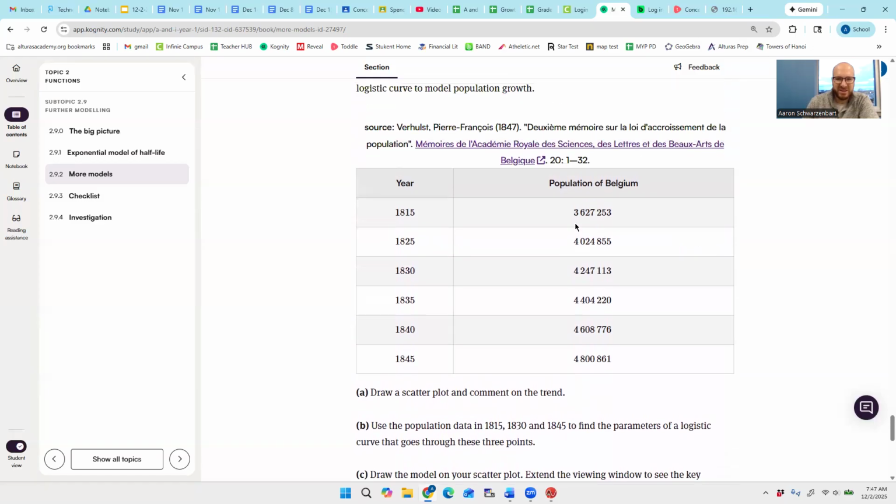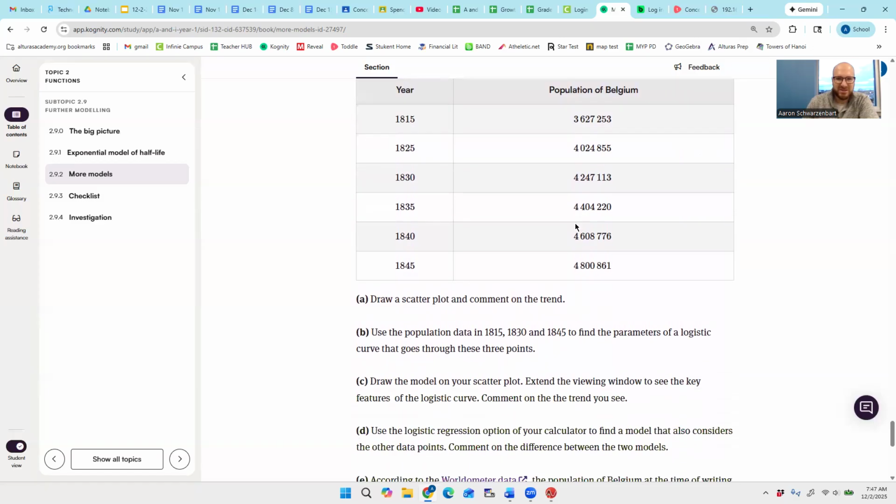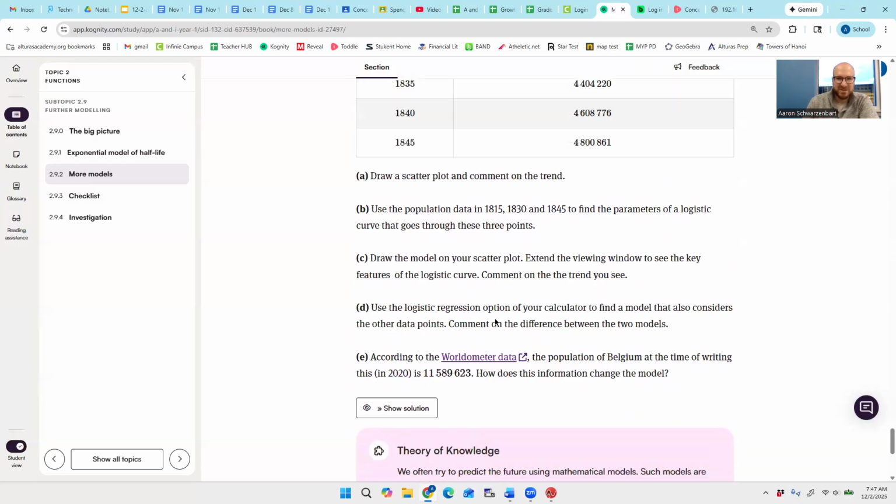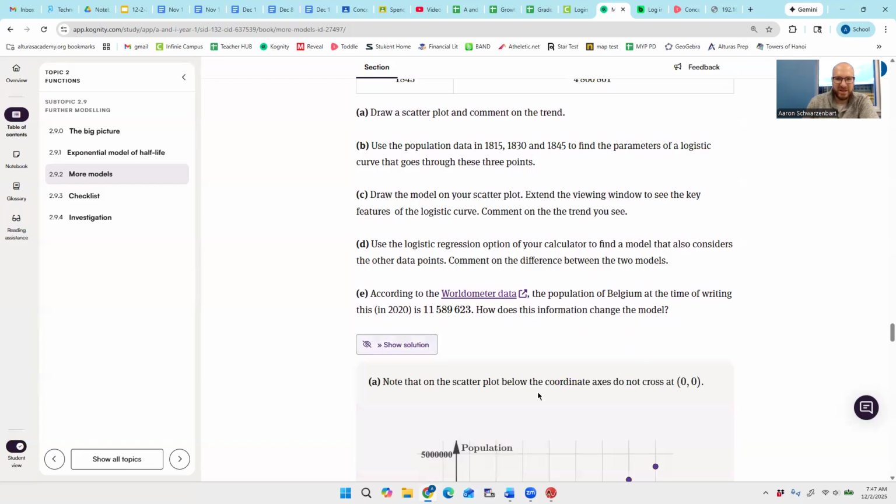So we're going to put this in the calculator and do all of these. To do this by hand, we could do this with these 3 points. Okay, draw the model on your scatter plot. So they're essentially showing you doing this by hand. Use the logistic regression on your calculator that also considers the other data points and comment on the difference between the 2 models. So we're just going to look at how they did it by hand.